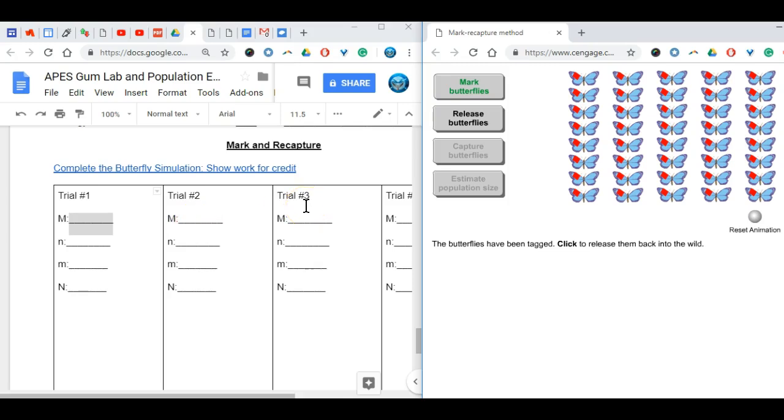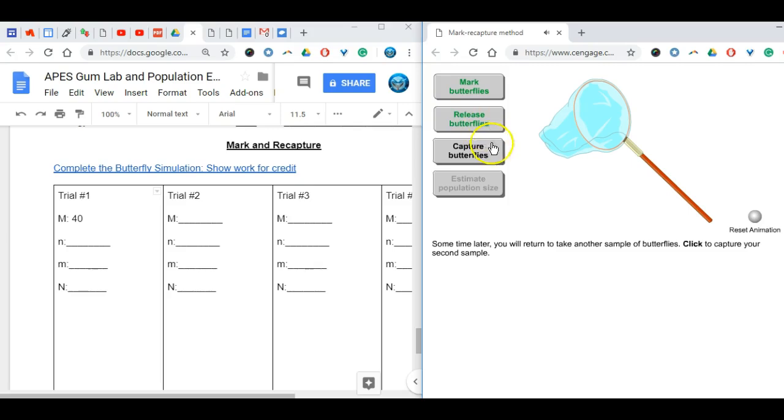Now normally you want to run multiple trials. So you're going to go out and recapture multiple times, but the number you originally marked is going to stay the same. Here we're capturing and marking 40 of them. That means throughout all four trials, that number is not going to change. It's always going to be 40. That's how many you marked, and that's how many you're going to release. So we're going to release the butterflies.